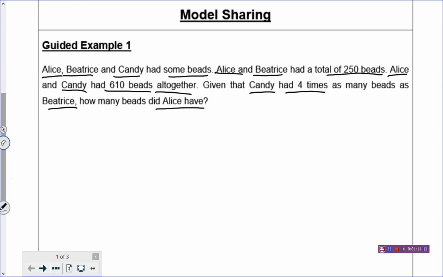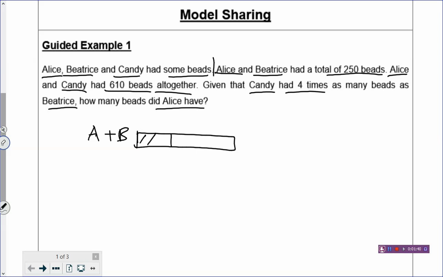So how exactly do we draw this model? Now, the repeated person, which is Alice, will share the model with the other person. For example, let's look at the first sentence. Alice, Beatrice, Candy had some beats. We can't draw anything. But if you look at the next one, Alice and Beatrice, they will share a rectangle, and you cut this rectangle into 2 parts. The first part will belong to the first person, who is Alice, and the second part belongs to Beatrice.